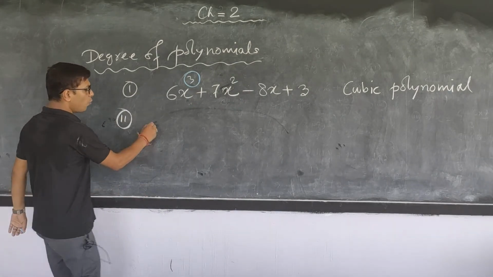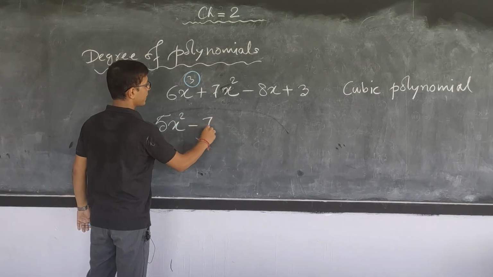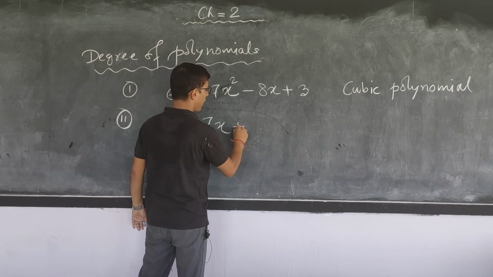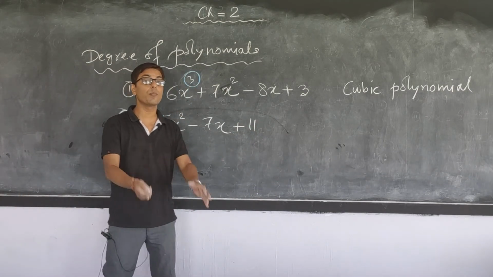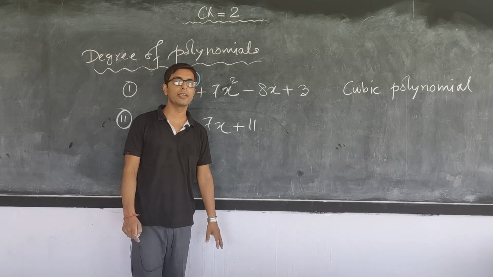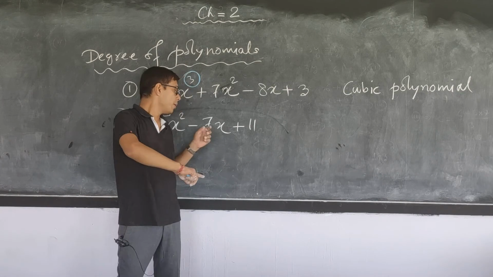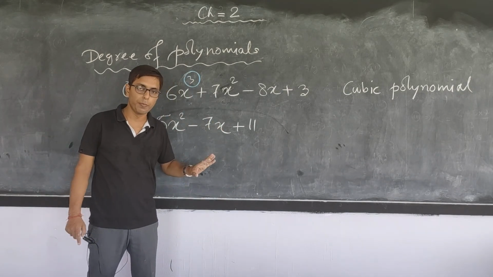Now, one more example I have considered, that is 5x square minus 7x plus 11. So what type of polynomial is this? So what is the degree of this polynomial? Let us first understand the degree of the polynomial. It is a polynomial or not? Yes, it is a polynomial. Why it is a polynomial? Because the power on the variables are the whole numbers. That's why it is a polynomial.